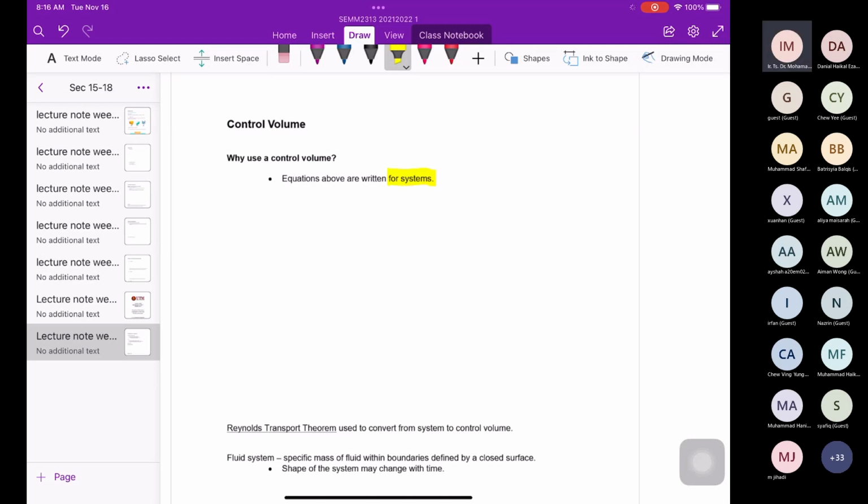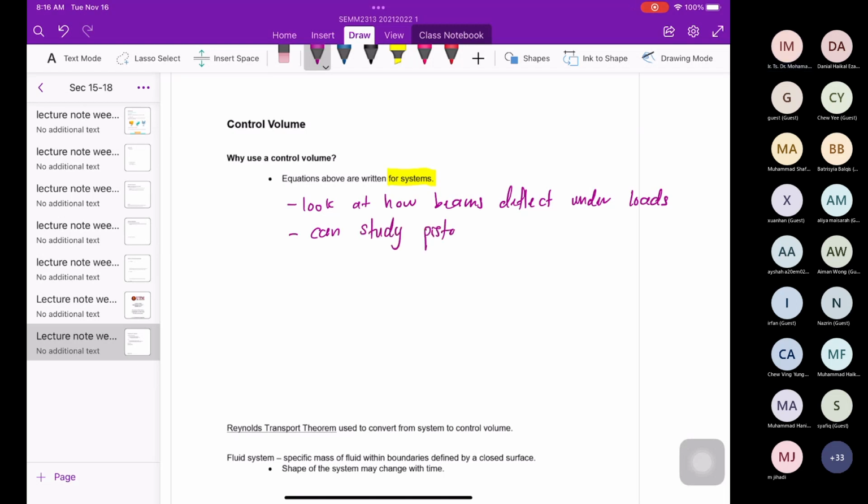So, look at how beam deflect under load. That means the reason why we need to use the control volume is because we need to investigate how the beam deflects under different kinds of load. And also we can study piston as it oscillates.